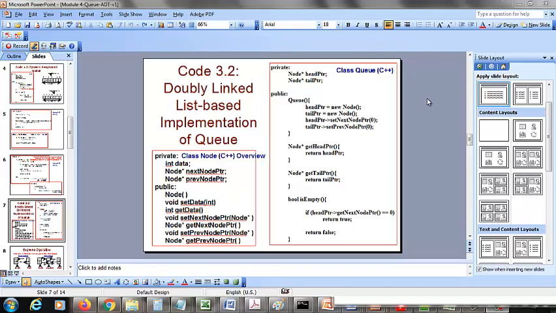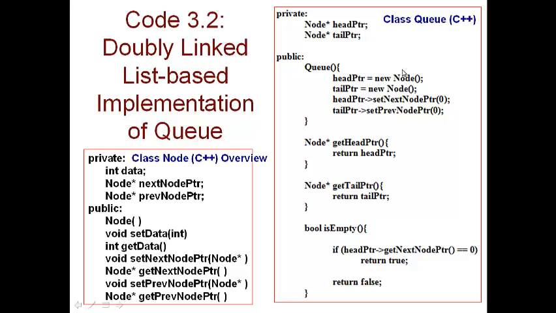Now the Q class, which is the implementation of a double linked list, will have the head node and tail node. That means you need to have the head pointer storing the address of the head node and the tail pointer storing the address of the tail node. So in the constructor, you will basically create the head node and store the address of the head node in the head pointer, and store the address of the tail node in the tail pointer, and set the next node pointer for the head node and tail node to null to indicate the queue is really empty.